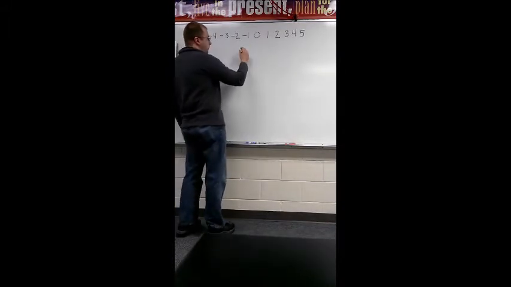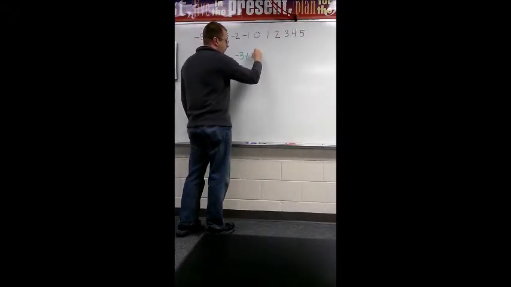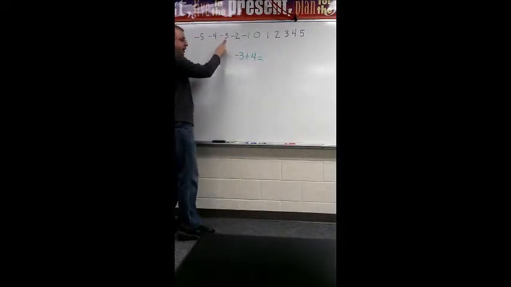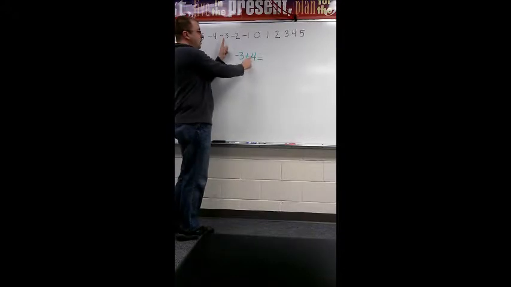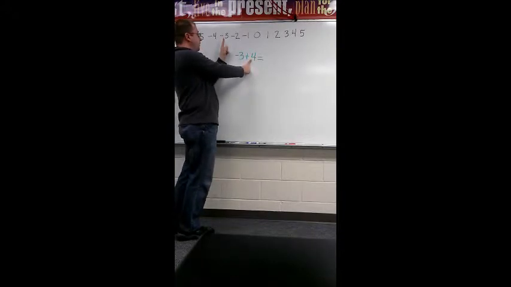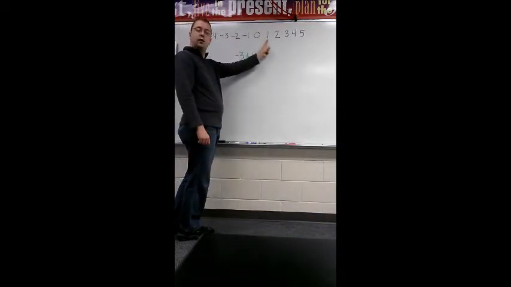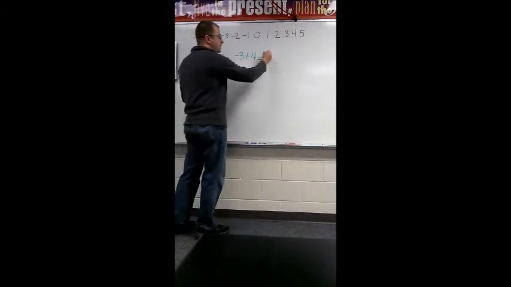Okay, let's try this problem. Let's start with a negative number this time. Let's say I had negative 3 plus 4. I'm going to start at negative 3, the first number. I'm adding, so I'm going to face this way. This number is positive, so I'm going to go forward 4 spots. 1, 2, 3, 4. I ended up at positive 1. That is my answer.